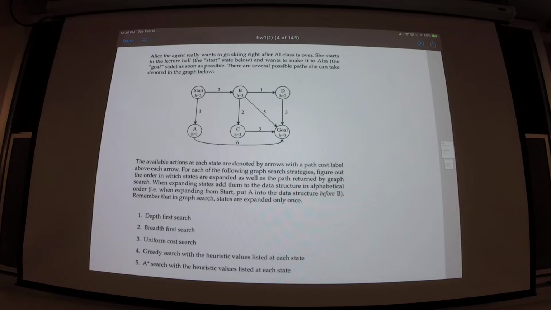We specified that when extending states, add them to the data structure in alphabetical order if you need to resolve a tie. So if you're looking at DFS, which is a stack, that means you're going to pop them off in reverse alphabetical order if they were added at the same time. Does that make sense? That is different from last year's homework, which specified something similar with the opposite convention, which is that you remove things from your data structure in alphabetical order.